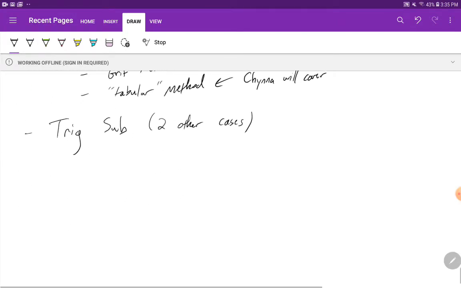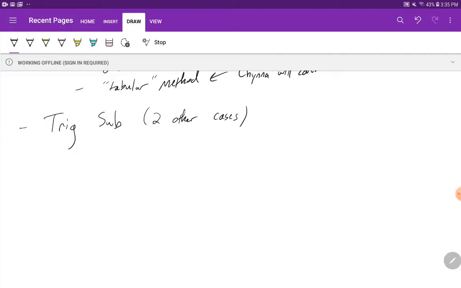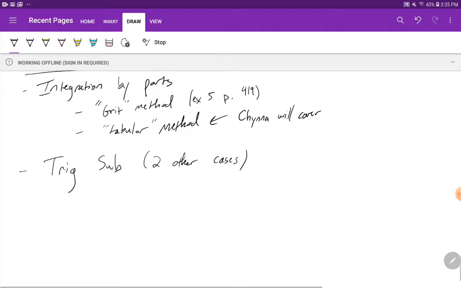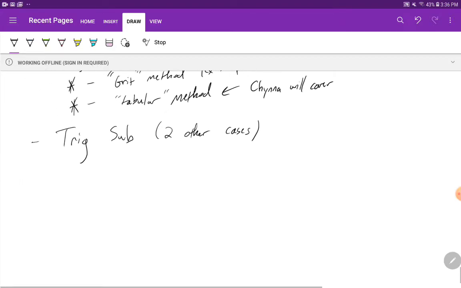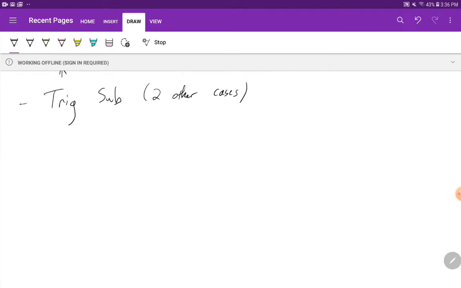We did integration by parts during lecture, but there are some special cases. There are two special cases with integration by parts. One, I like to call grit method. In the book, they call it repeated use of integration by parts, and it just sounds so boring. But grit method, it's going to require a little bit of grit to get through. And then the tabular method, China's actually just going to cover during recitation with you guys. I just wanted to try to make these videos shorter, so we'll see. And then I'll follow up with the other two cases of trig sub from our lecture.